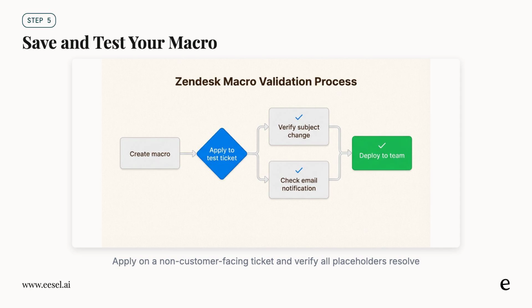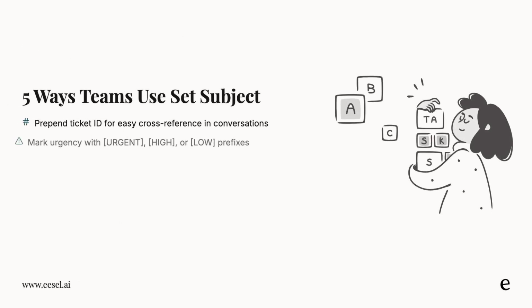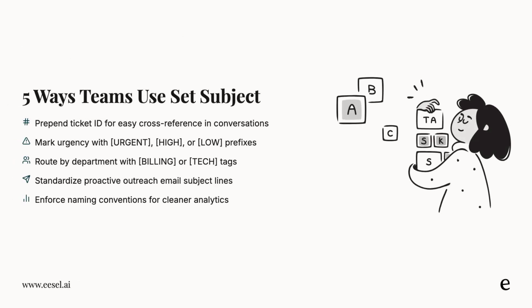Support teams use the Set Subject action in 5 core ways: prepending the ticket ID for easy cross-reference in conversations, marking urgency with tags like urgent or high, routing by department tag like billing or tech, cleaning up proactive outreach emails, and enforcing a standard naming format for cleaner analytics.